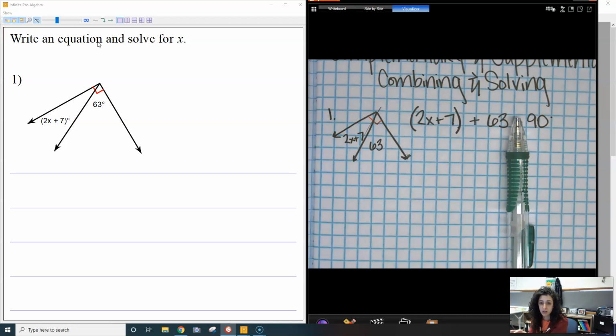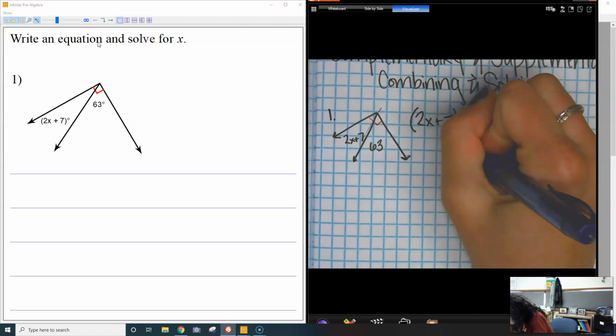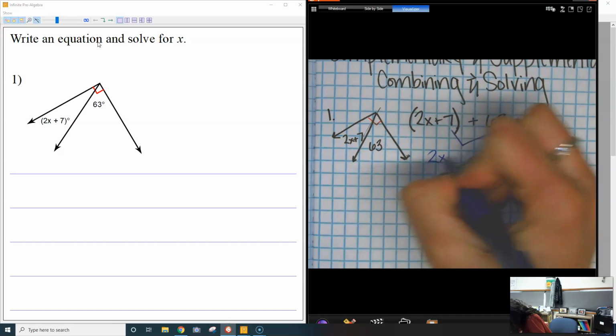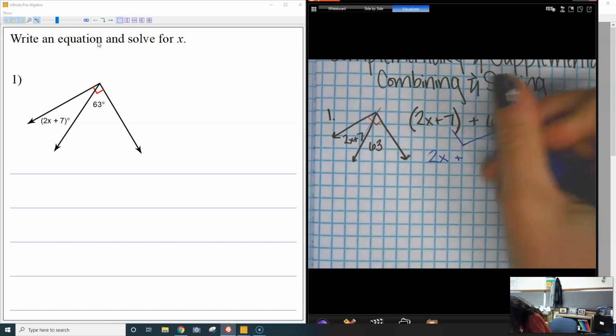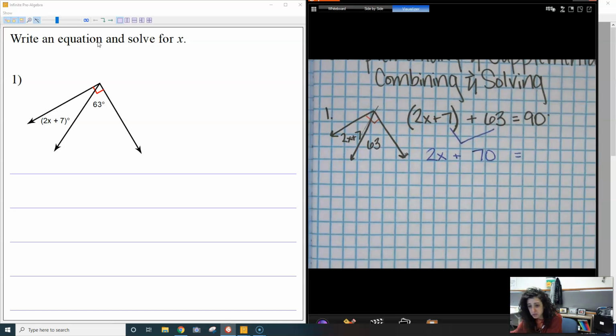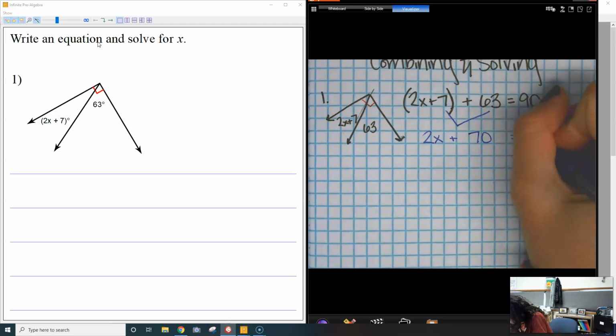90 doesn't have anything to combine with, but on the other side of my pencil, we have a 2x, we have a 7, and we have a 63. Out of those three terms, we can only combine two of them. We can combine the 7 and the 63 because they're both numbers. So what comes down is the 2x plus 7 plus 63 is 70. I like to keep my equal signs lined up, even if that means there's extra space. More space is better than less. Okay? And it equals 90.